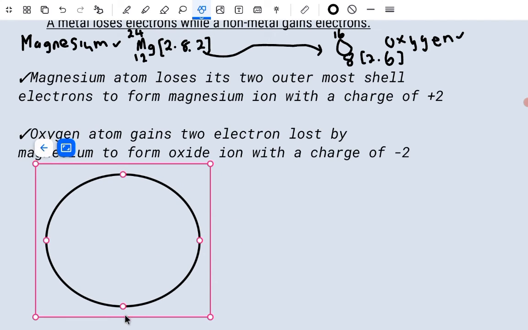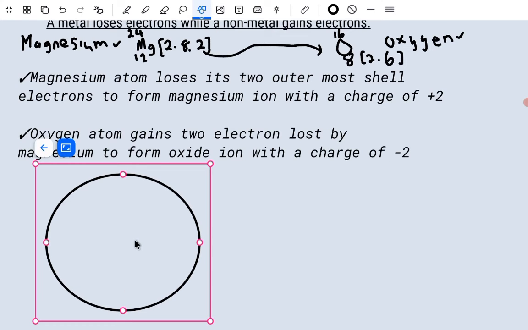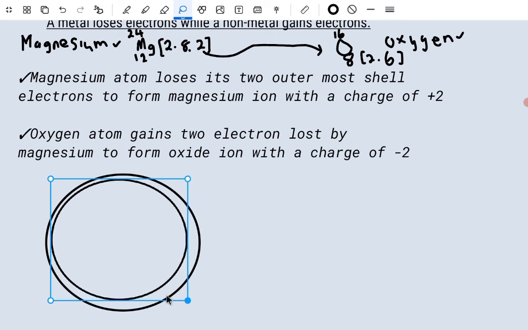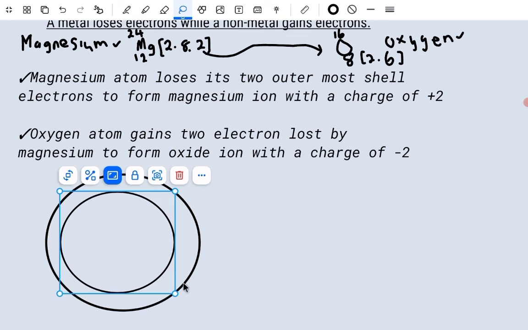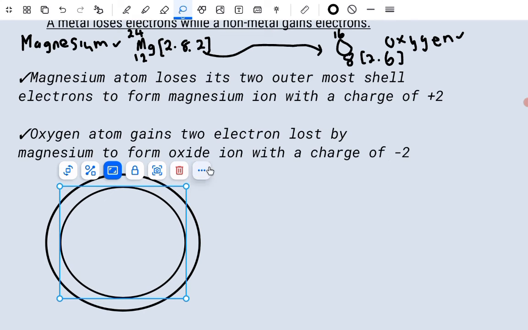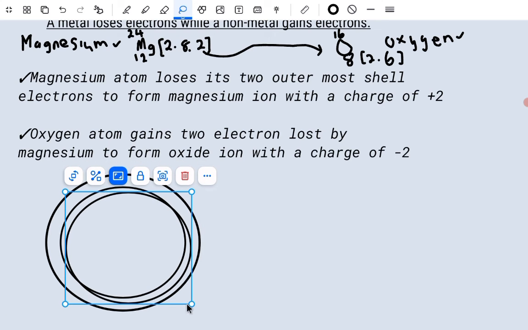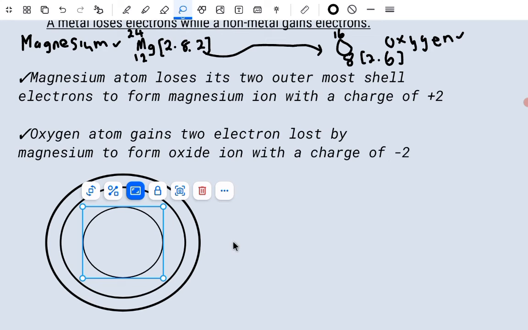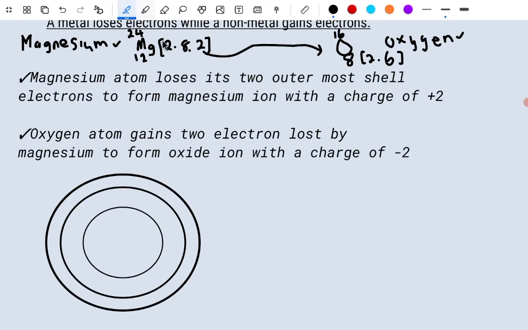So this is the outermost shell that I've just shown here. I'm going to show this. Then I will duplicate. This is the other one. I'm going to do this one so that it becomes my second shell. Then I'm going to duplicate again so that it becomes my last shell. So this is magnesium. We can show these electrons. So this is Mg, magnesium.